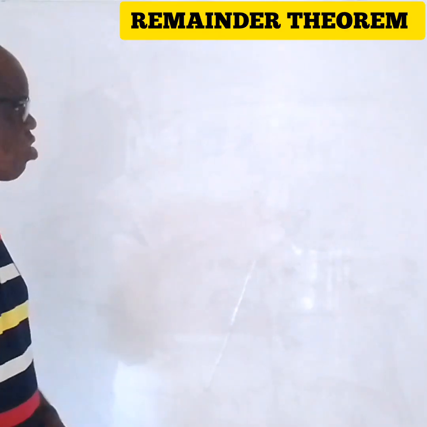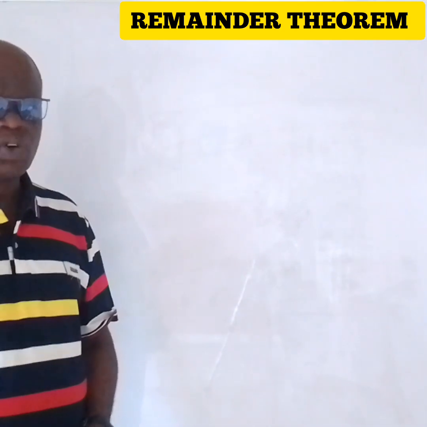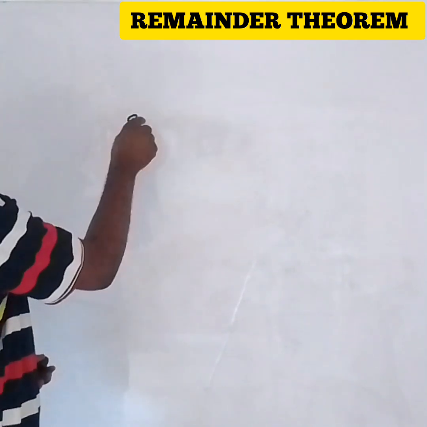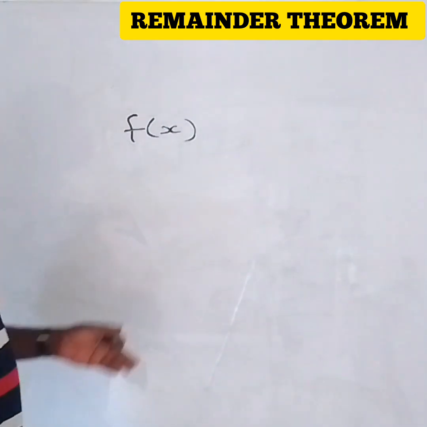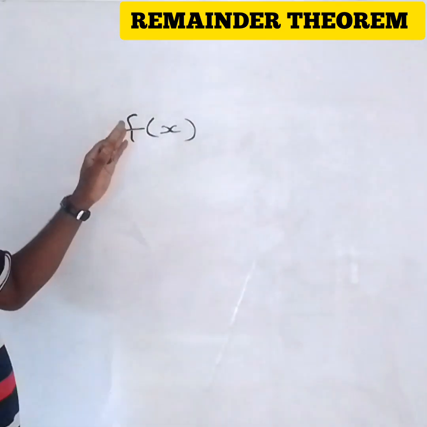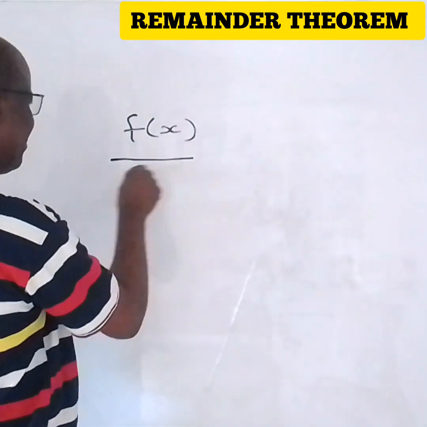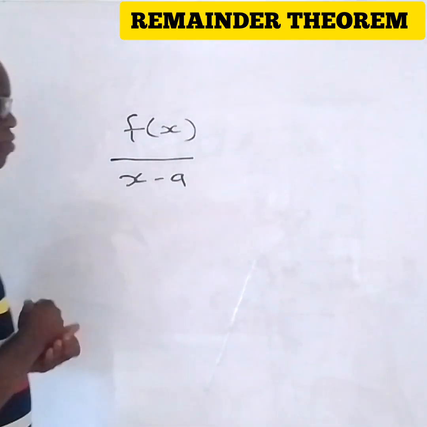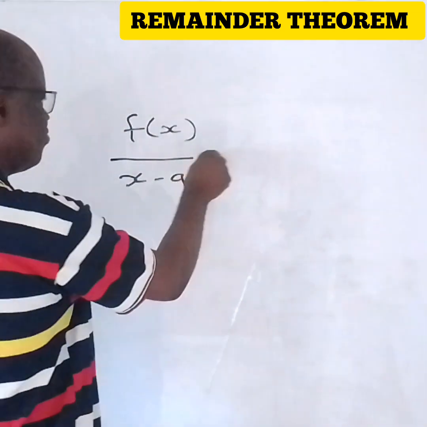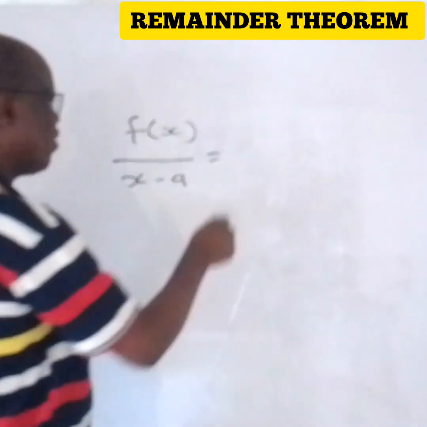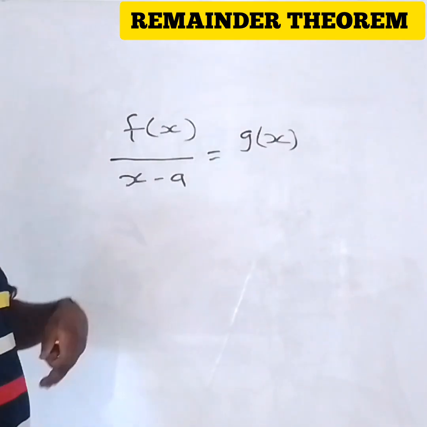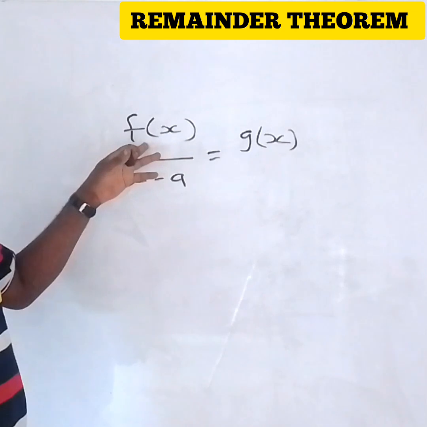Today we want to see what we call the remainder theorem. And what does this theorem say? Suppose we have a function of x, which can be expressed in the form of a polynomial. Now this function of x, if you divide it by x minus a, what you will have is another function, let's call it g of x, which is 1 degree less than the degree of the function of x.